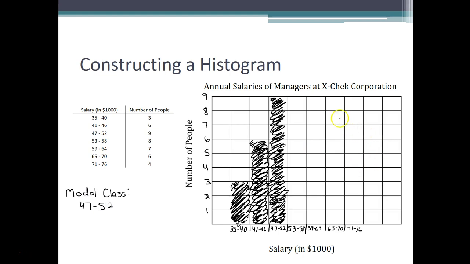53 to 58 had 8. So although it's high, it's not the highest, so it's not the modal class. 59 to 64 had 7. 65 to 70 had 6.